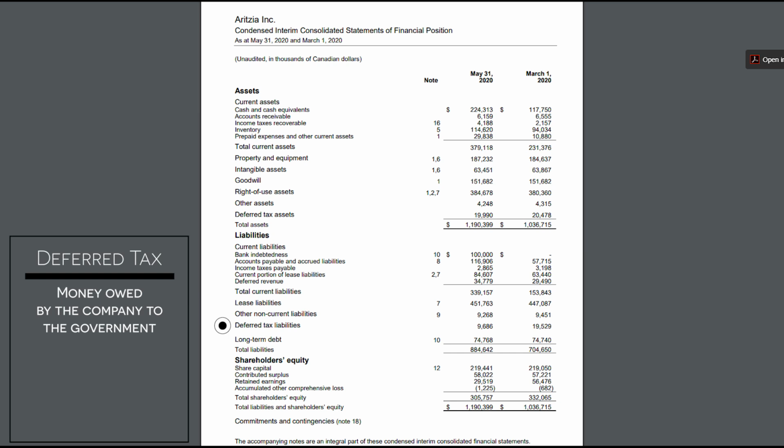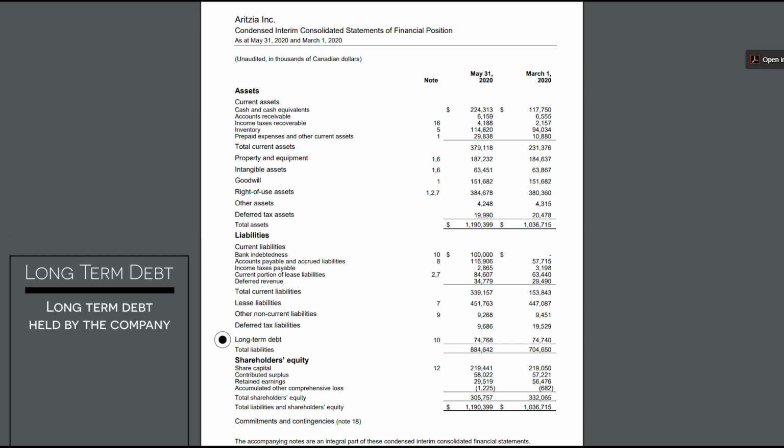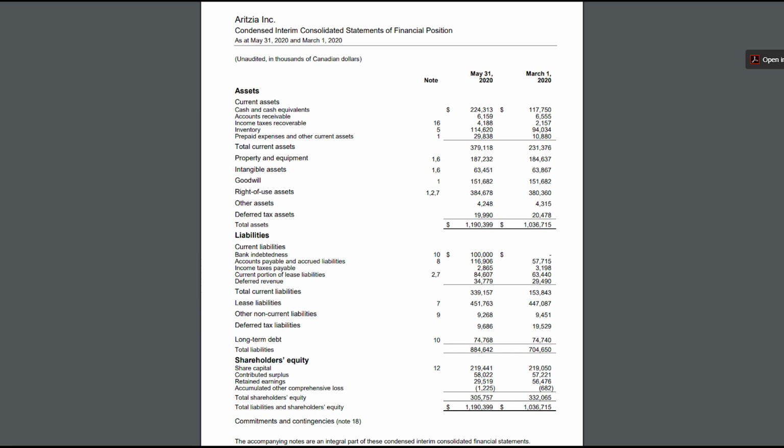Deferred tax liabilities is the opposite of deferred tax assets. This is typically taxes that Aritzia owes to the government. And finally, long-term debt of $74 million. This is about as basic as it gets. This is the long-term debt of Aritzia. This debt isn't due within the next 12 months, but as it comes due, it would be listed in the current liabilities. So we have total assets on Aritzia of $1.19 billion and total liabilities of $884 million.